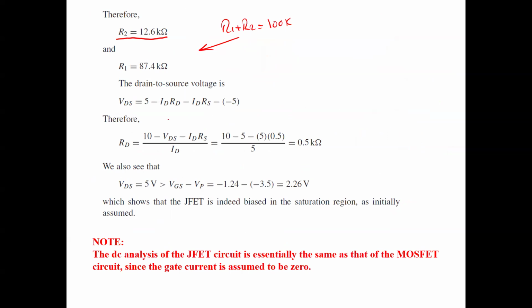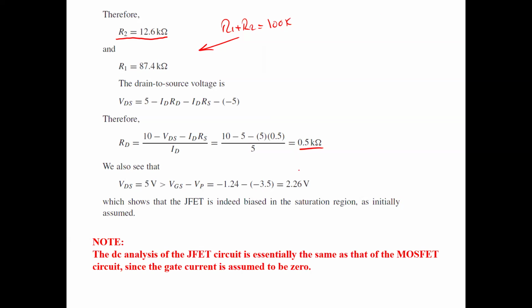So here in the textbook, he considered the complete Kirchhoff. He said V drain to source equals 5 minus IDRD minus IDRS minus the value of V negative in the bottom, VSS, which is minus 5 volts. So we have only one unknown here, which is RD, so we can get the value of RD, 0.5 kilo ohm.